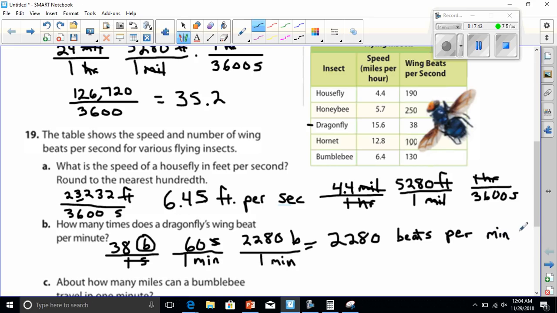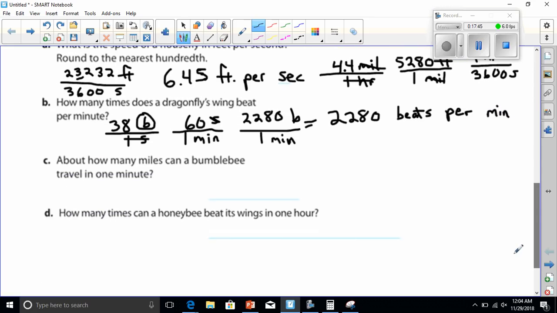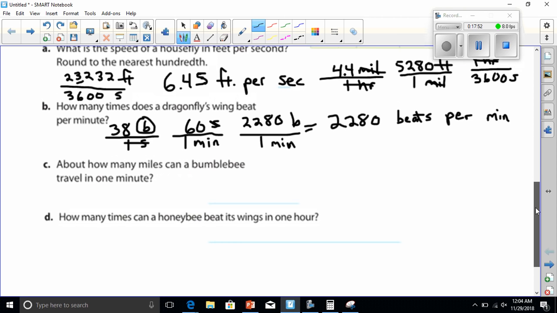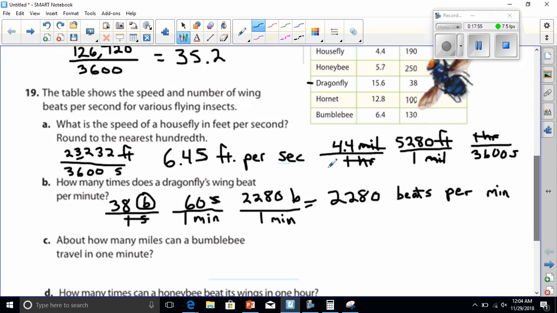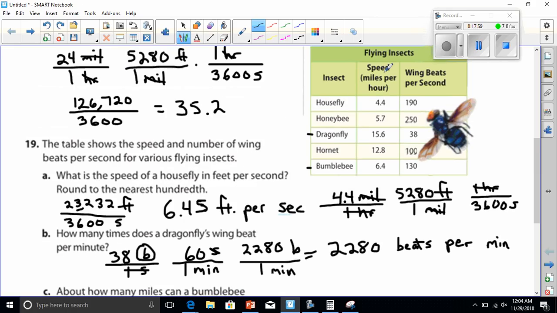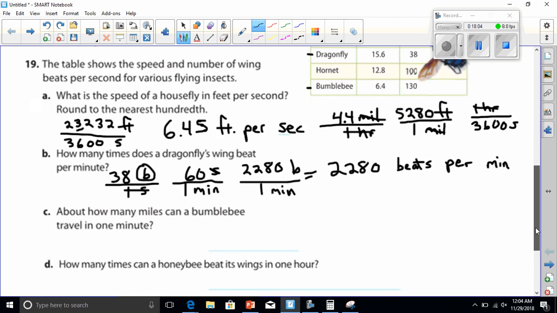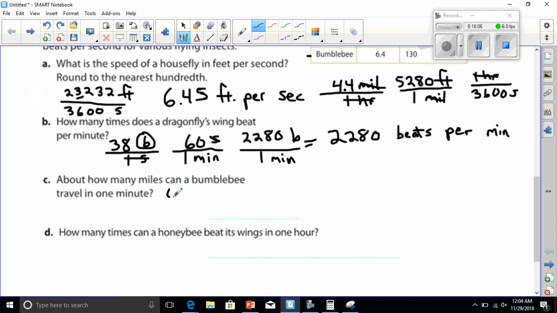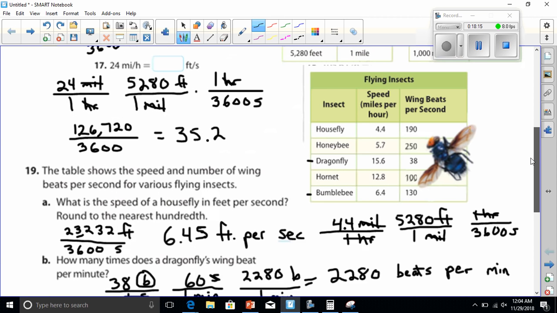All right, and the last one. Excuse me, there's two more. C, about how many miles can a bumblebee travel in 1 minute? Well, that's got to do with speed, doesn't it? And it says in miles per hour right here, 6.4. So we know it can travel 6.4 miles in, looks like, 1 hour.